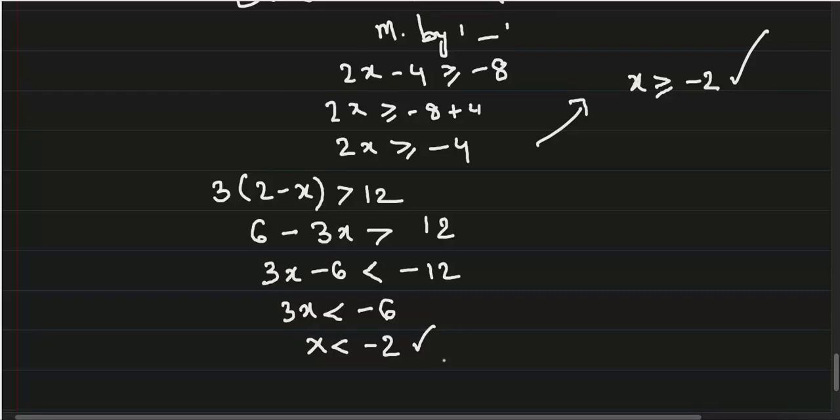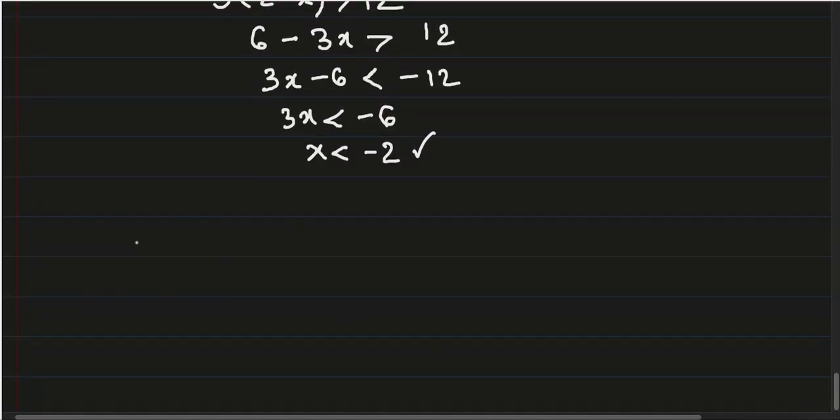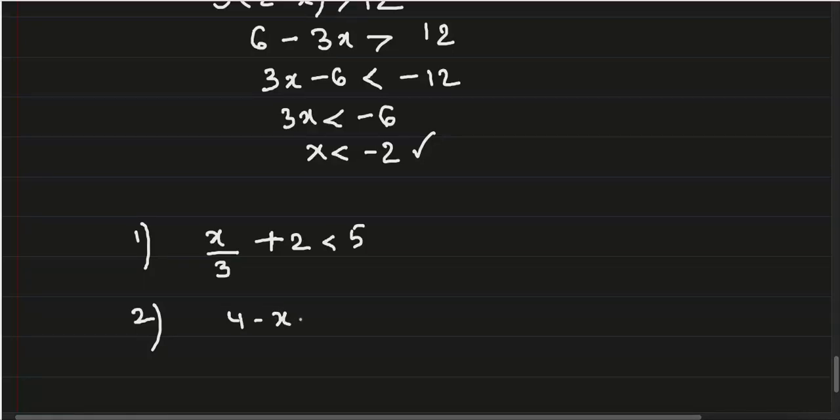I hope you have got the correct answer. Now let's do some homework problems. I will give you 2 or 3 homework problems. You can do it at home and put your answers in the comment section so that I can check your answers. 2 is less than 5. This is plus sign. Second, 4 minus x is greater than or equal to 2. These are the 2 homework problems you need to do and put your answers in the comment section.